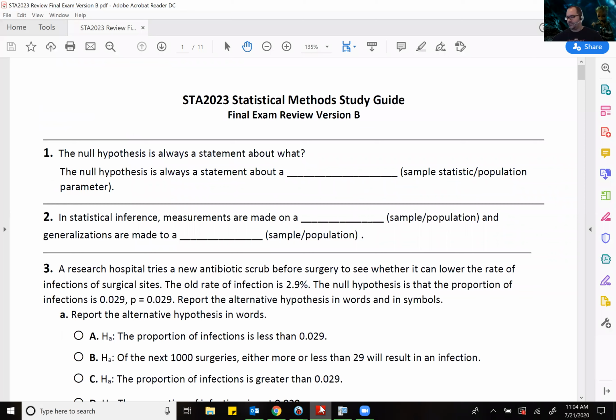So again, as with every other review that we've done, I'm going to try and make sure that I tell you exactly where each question is coming from so you know what sections to look at. But for the most part, it really does go in order, starting in chapter 7 and working our way through chapter 9. Okay? So chapter 7, that's where this first statement is coming from.